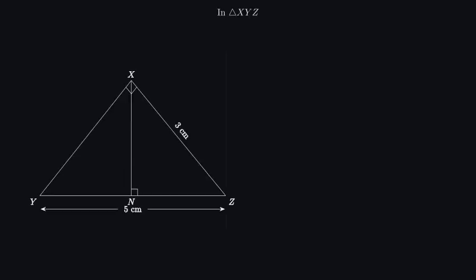To summarize, we first used the large triangle XYZ to find the angle at Y. Then we found the angle at Z. Finally, we used the small triangle XNZ to find XN equals 2.4 centimeters.